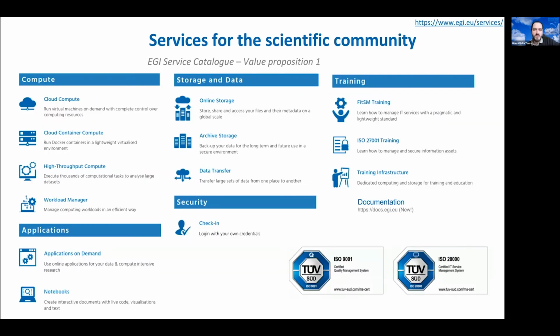EGI delivers technical services and support services at European and global scale, including high-throughput computing, cloud computing, storage, data management, consultancy, support, training, and co-development. What you see is actually the service catalog for the scientific community.